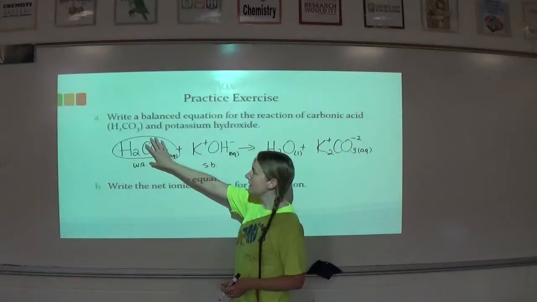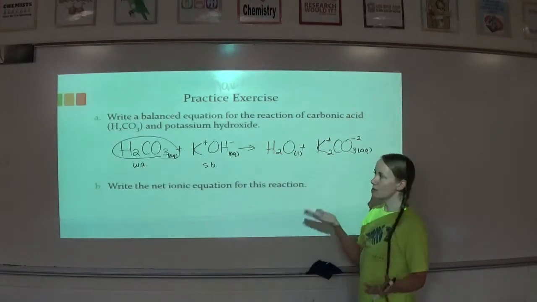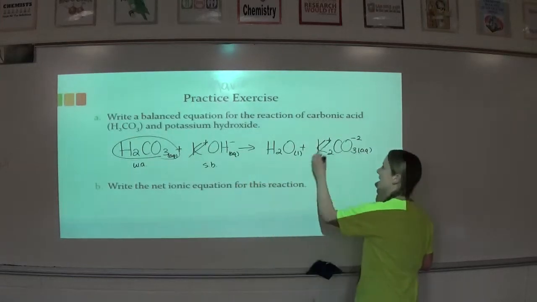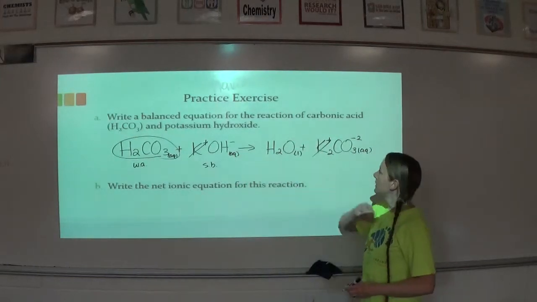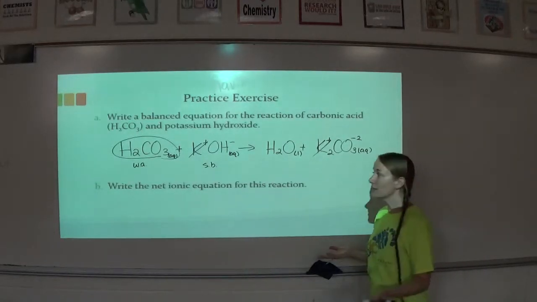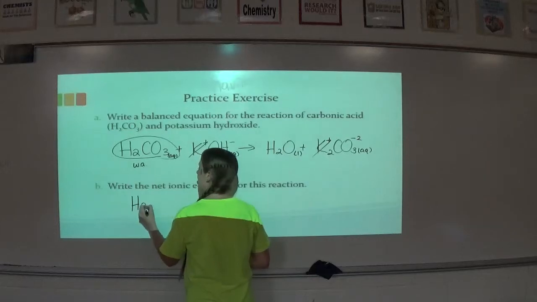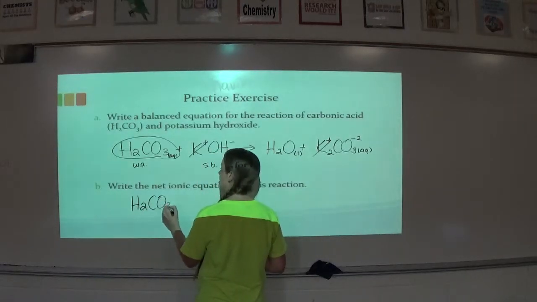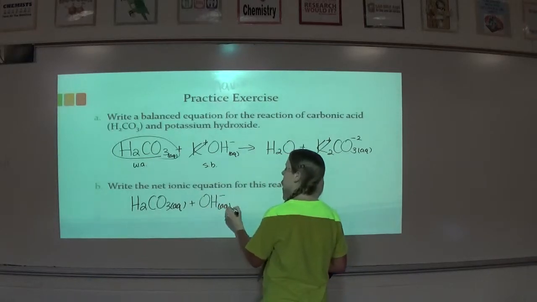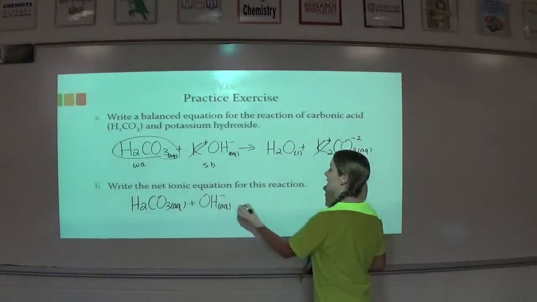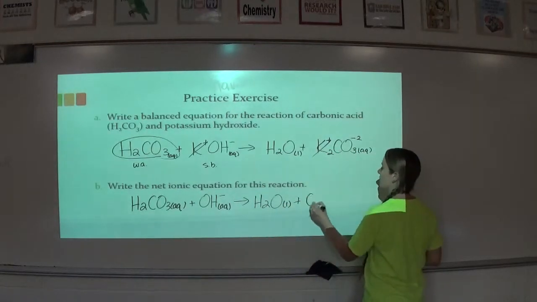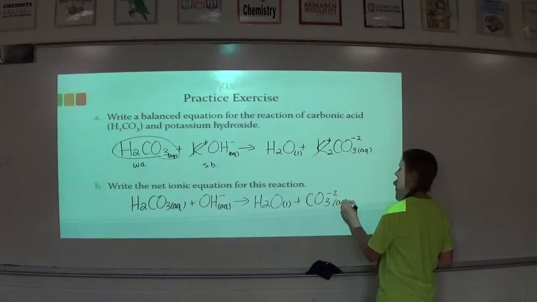Okay, so this stays together on this side but breaks apart over here, so it did something. K was aqueous and is still aqueous, so I'm going to get rid of my K's. OH was by itself, but now it's water, so it did something also. So my only spectators in this case are the K, the potassium ions. So I have H2CO3 aqueous plus OH minus aqueous. And remember, when you break an ion apart, you have to put the charge. H2O liquid and CO3 minus 2 aqueous.